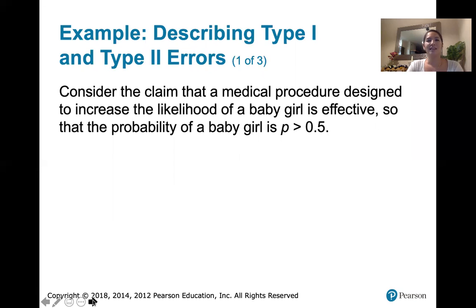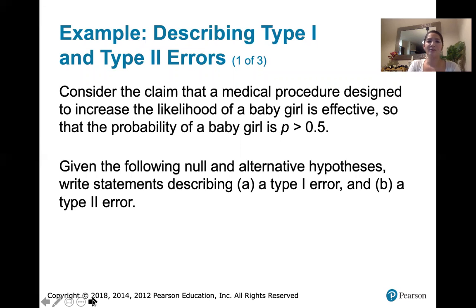So if it's increasing the likelihood of a baby girl, and we're saying typically chances are 50-50, you're going to have a girl or you're going to have a boy, so the probability is actually equal to 0.5. Probability and proportion we're using here interchangeably. If we're saying that it's increasing the probability of having a girl, we're saying that when you use this procedure, your probability is actually greater than 0.5.